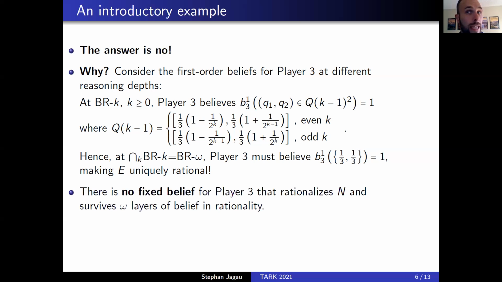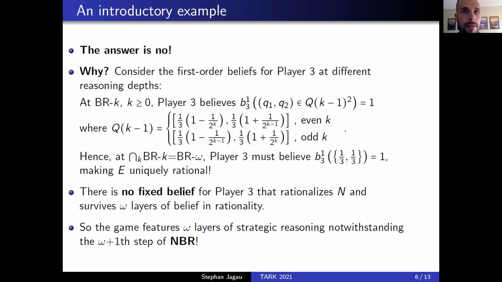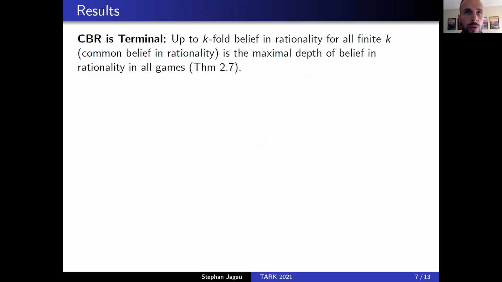So actually, we can't find any fixed belief for choice N that rationalizes N and that also survives those omega layers of belief in rationality, even though the choice itself survives omega steps of elimination of non-best replies. So the game actually only features the omega layers of strategic reasoning, as looking at the first order beliefs makes clear. And it only features an additional step when we look at elimination of non-best replies. So that really strongly suggests that non-best replies, that specific procedure, is the culprit here and not the strategic reasoning in infinite games. And that's also borne out by my general results.